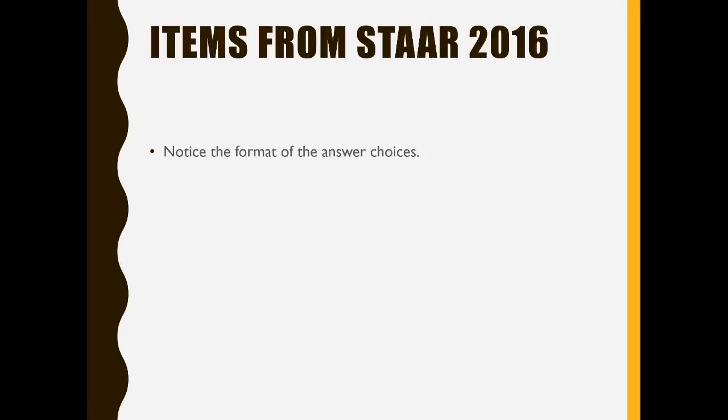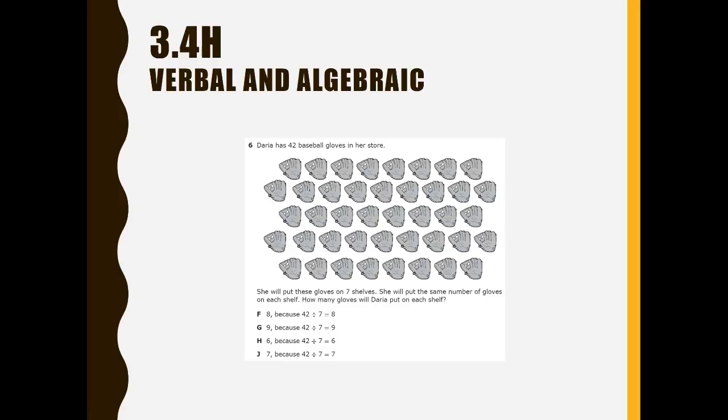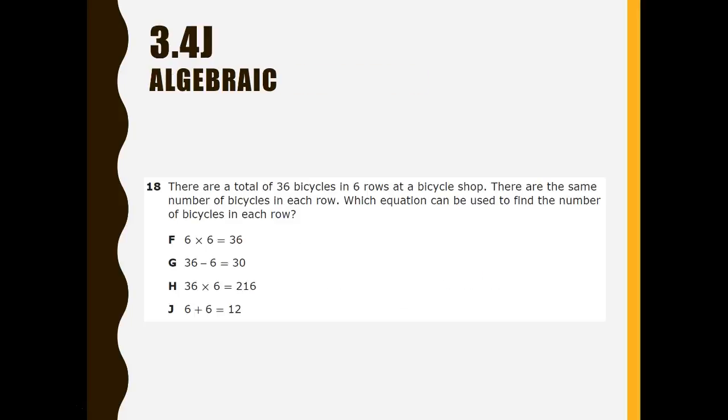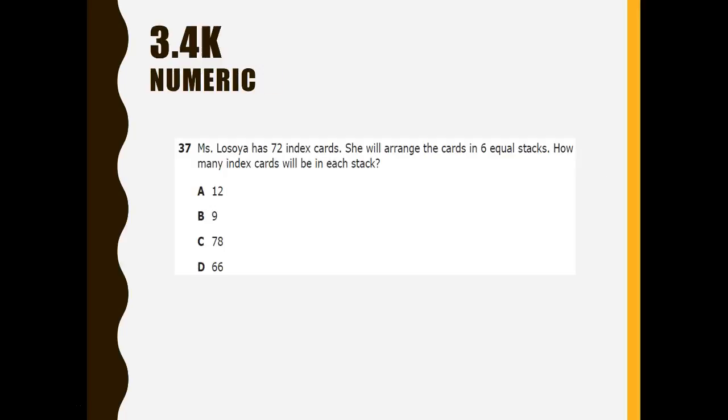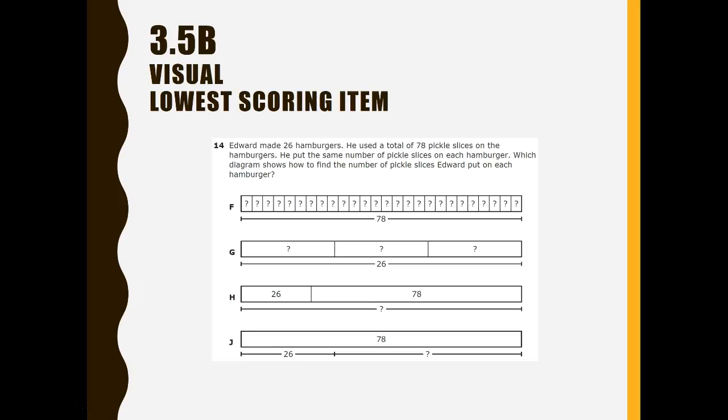So here are some items from STAR from 2016. I want you to really notice the format of the answer choices. These are the items that are aligned to the text that you're teaching this 6 weeks. So 3.4H, notice it's mostly algebraic than verbal because we see operational signs. Again, we have algebraic. Again, we have our operational signs in these answer choices. Numeric, because we just have numbers. And then here on our very low scoring item, we have a visual. And notice our visual is a diagram.